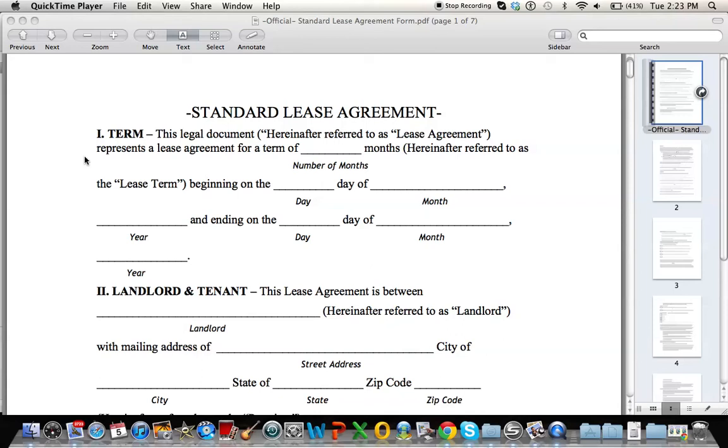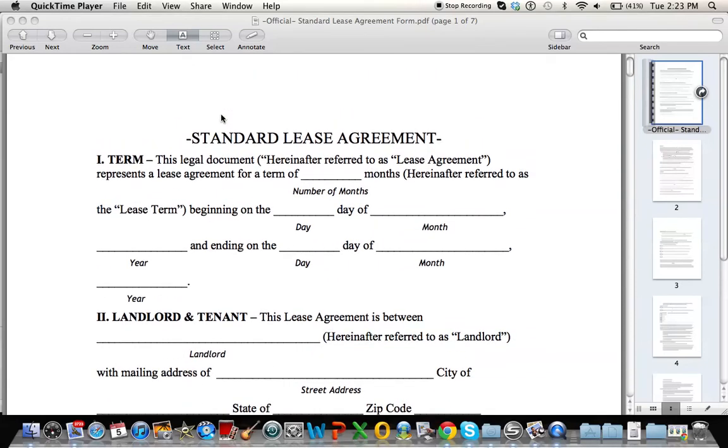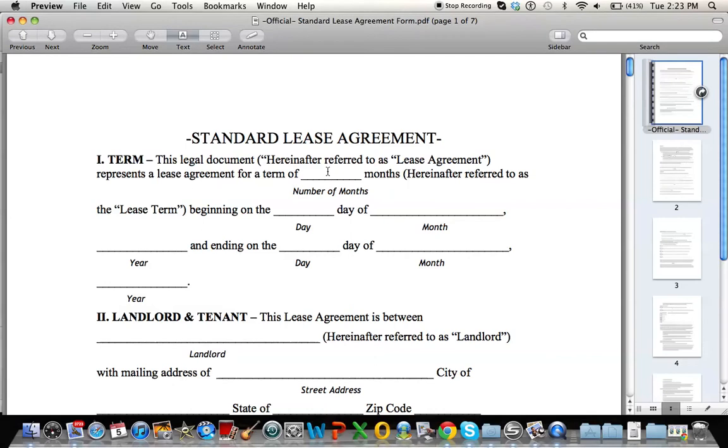So let's take a look here at the agreement. This is what you're going to get. Right now this is in a PDF format. I would say it's much easier to use than the Word document, but if you'd like to use the Word document, you can. So let's take a look at the top here.